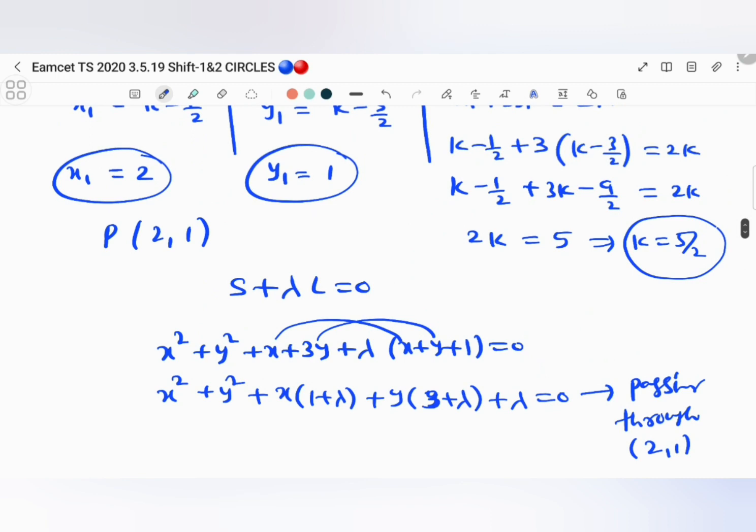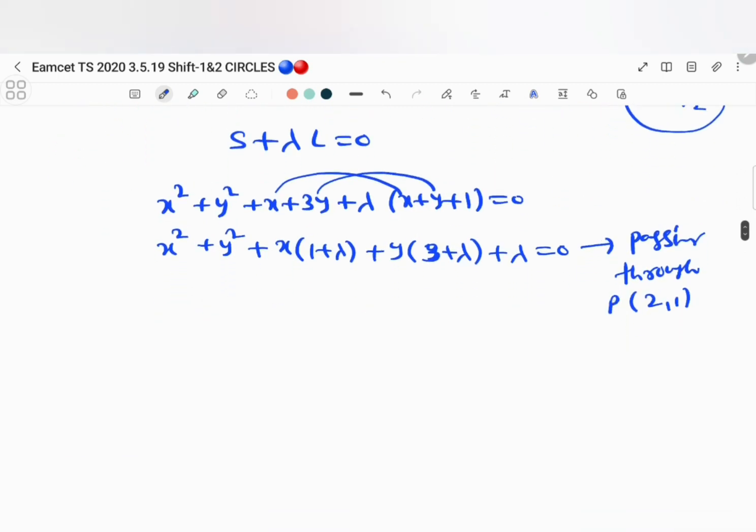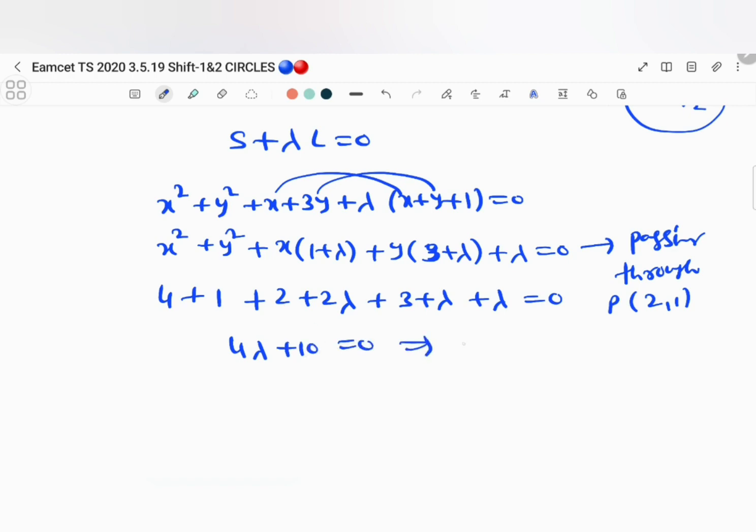2 comma 1, what we got here? So 4 plus 1, in place of x2, 2 plus 2 lambda, 3 plus lambda equal to 0. So 2 lambda plus 2 lambda, 4 lambda, 5, 7, 3, 10. So that implies 4 lambda is equal to minus 10, lambda is equal to minus 5 by 2.